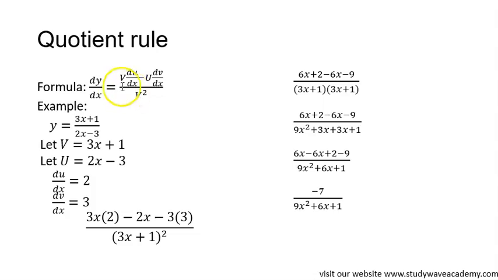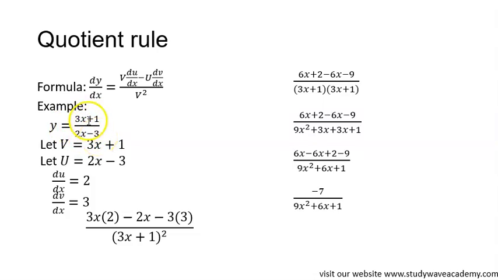Differentiation of y in respect to x is equal to v du over dx minus u dv over dx all over v squared. Okay, so let's use a function to solve this. Are we ready? So we have here y is equal to 3x plus 1 over 2x minus 3.